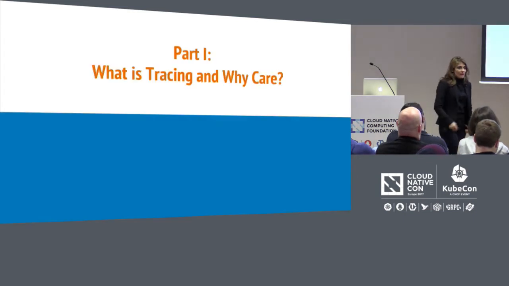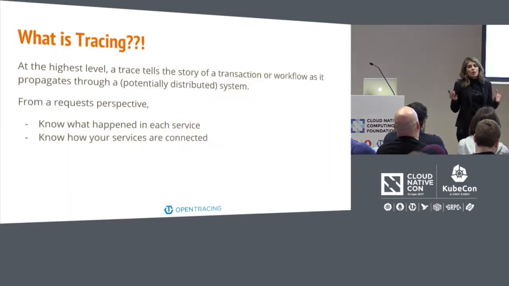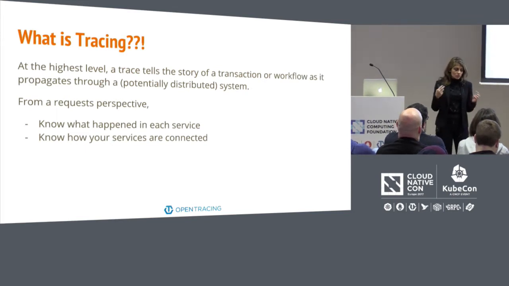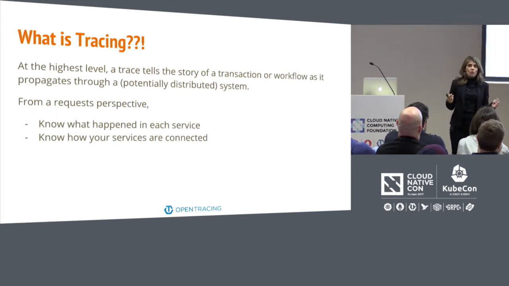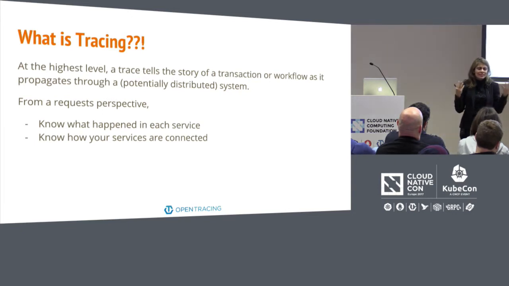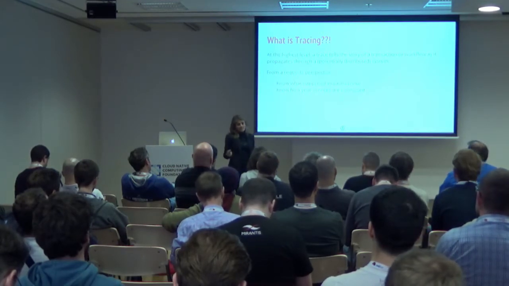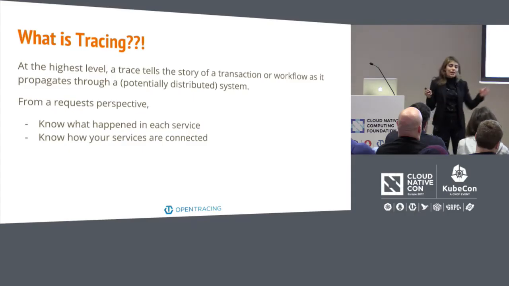So this is the recap part. What is tracing and why care? At the core of the concept, distributed tracing helps you know where transactions are going throughout your system across process boundaries. And this helps you create a visual or mental map of what's going on in your distributed system. You can think of it as an action replay. From the perspective of a request, the question is, what happened to the request in each service and how that connected across different services?